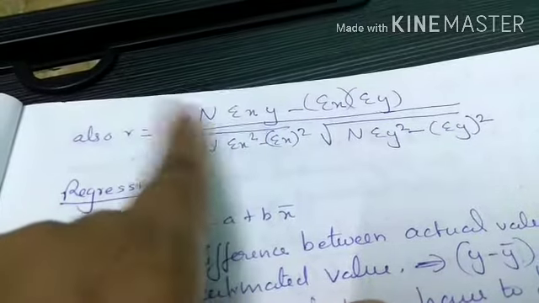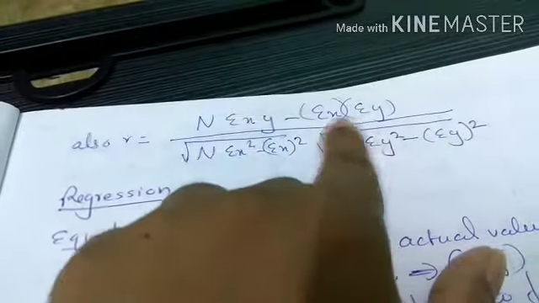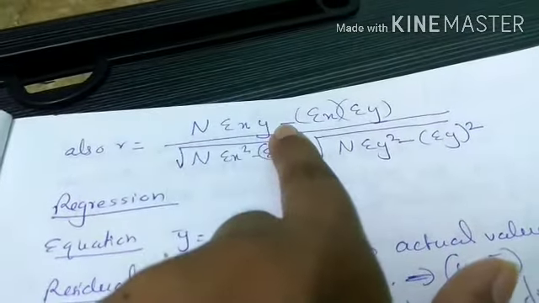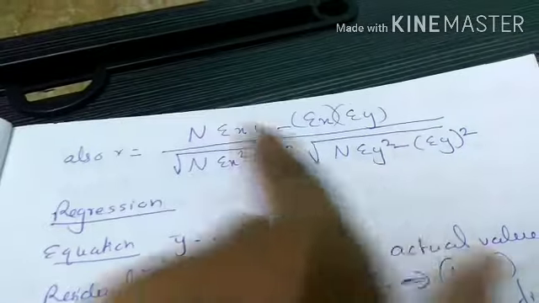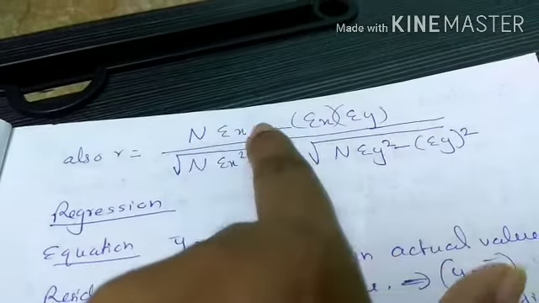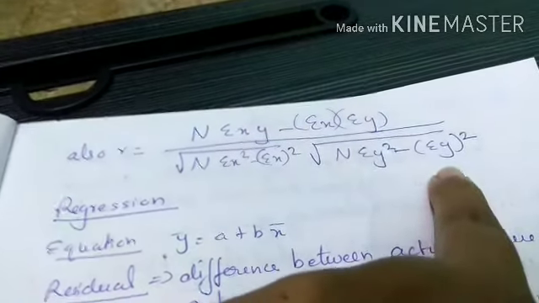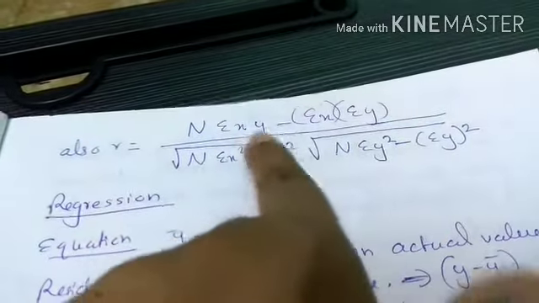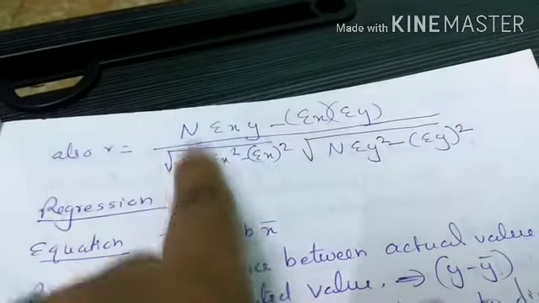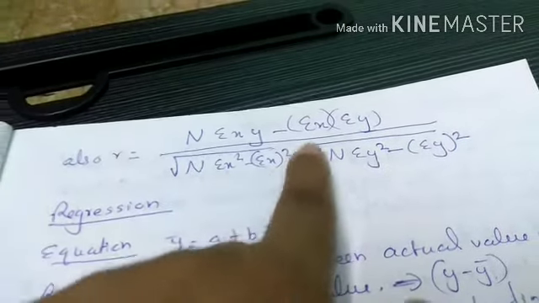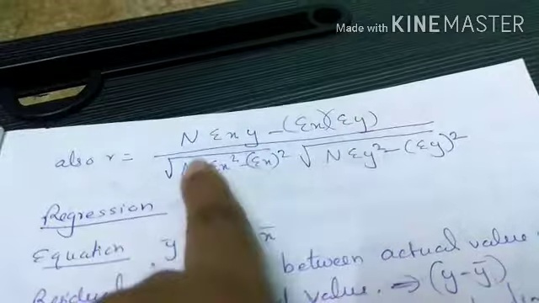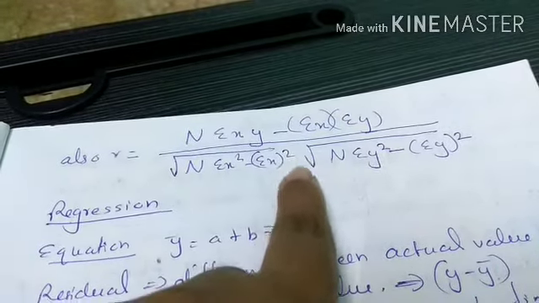We first remember it like this: n sigma xy minus sigma x into sigma y. Put x equal to y, we get n sigma y square minus sigma y into sigma y, that is n sigma y square minus (sigma y) the whole square. Put y equal to x, we get n sigma x square minus sigma x into sigma x, that is n sigma x square minus (sigma x) the whole square.